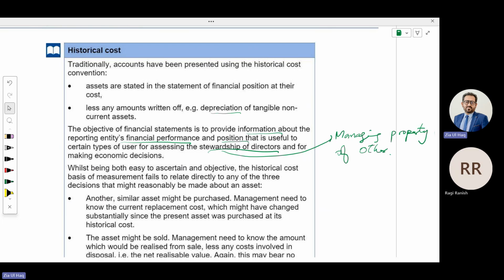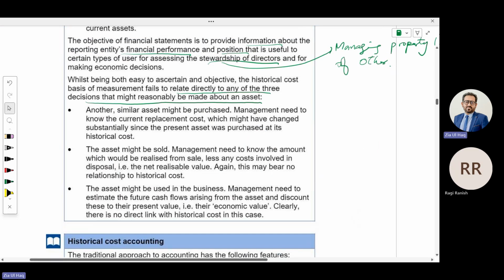Like, what is the value of your assets? While being both easy to ascertain and objective, the historical cost basis of measurement fails to relate directly to any of three decisions that might reasonably be made about an asset. It means in these three situations, the historical cost method will fail. Another similar asset might be purchased. Ultimately the other asset's value in the market will be different. The asset value in your book will be different.